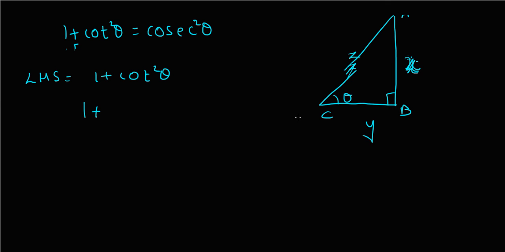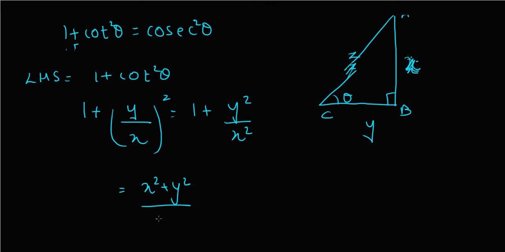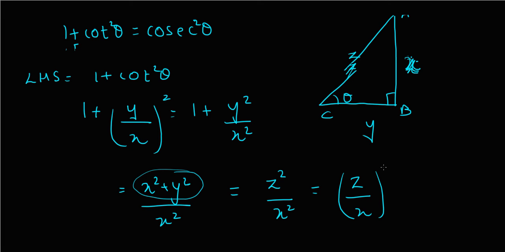Cot is given by adjacent by the opposite side. So y by x the whole square, which is 1 plus y square by x square. Now taking the LCM, x square plus y square by x square. Now x square plus y square is nothing but z square. We just saw that. So I have z square by x square. I can rewrite this as z by x the whole square.